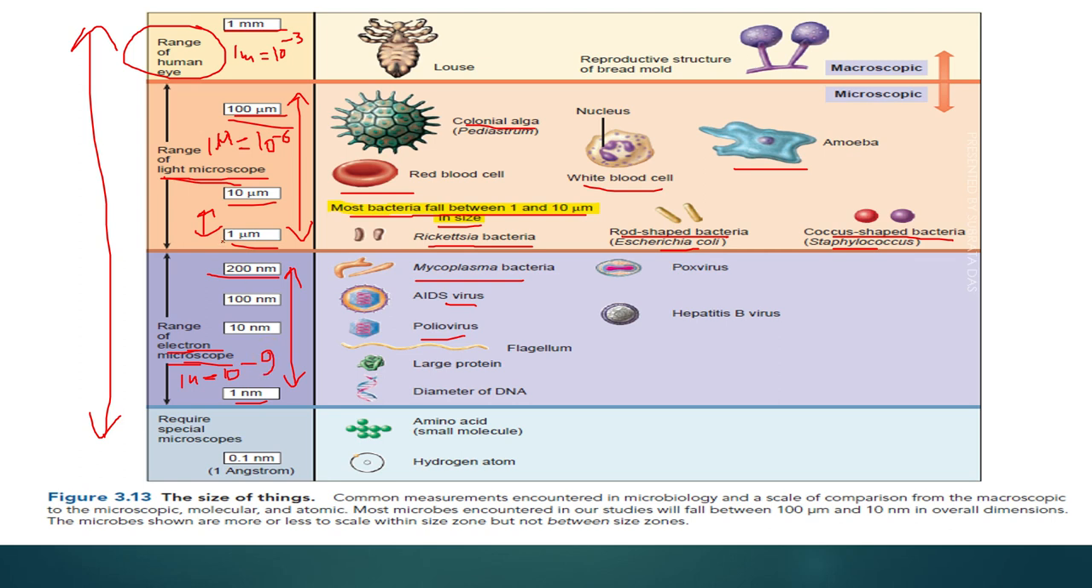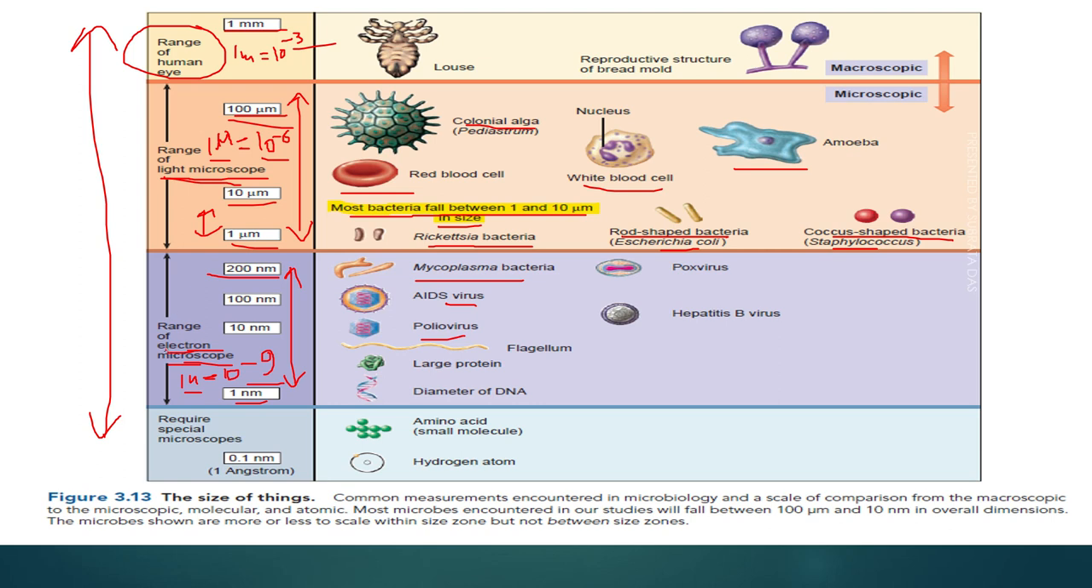So here you can remember it by its difference: it reduces the size by 10^-3 each step. So in meter to millimeter that is 10^-3, in micrometer that is 10^-6, in nanometer that is 10^-9. Okay, so this is the size range.